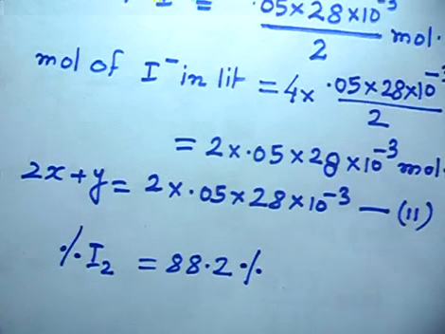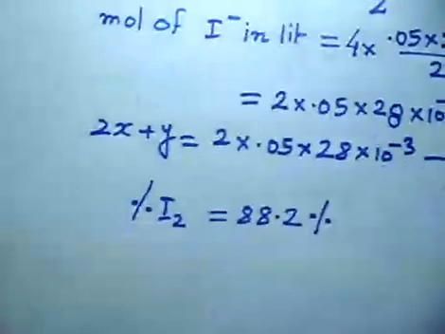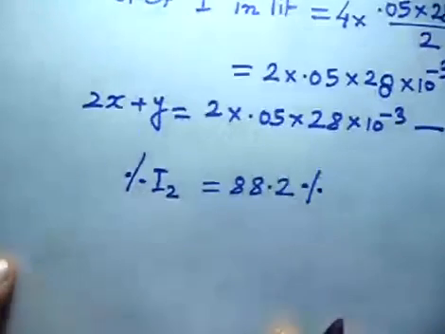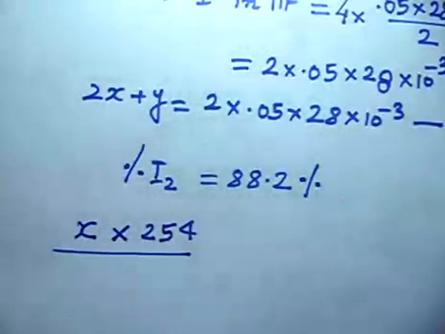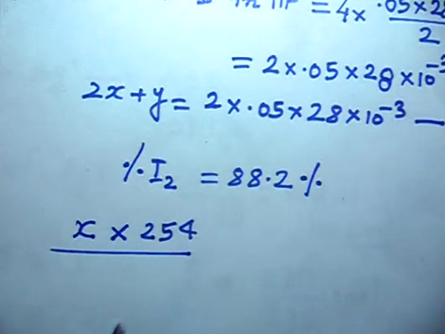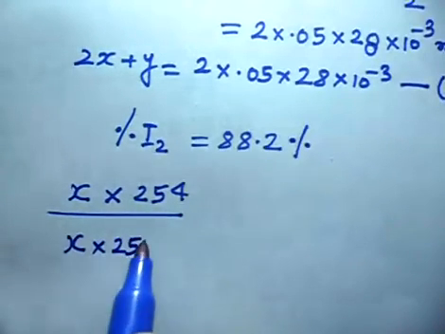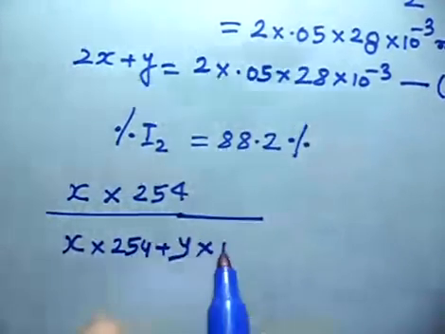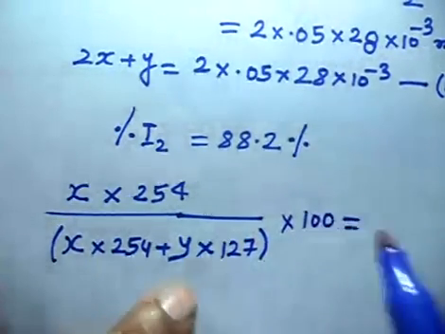So you have equation 1, you have equation 2, you calculate x and y. Basically, you put the value of y from equation 2 and get the value of x, and then you multiply by the molecular weight of iodine, that is 254. Then divide by the original weight of the sample. The original weight you can find using the weight of iodine, 254 x, plus the weight of I minus, that is Bi into 127. So this is the total weight, the original weight. If you multiply by 100, you will get 88.2%.